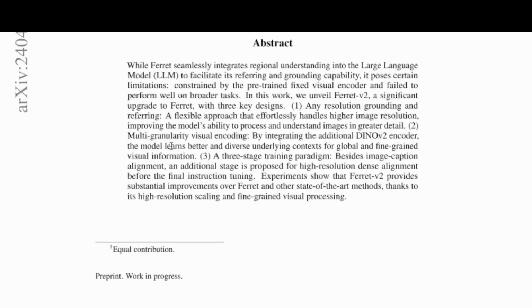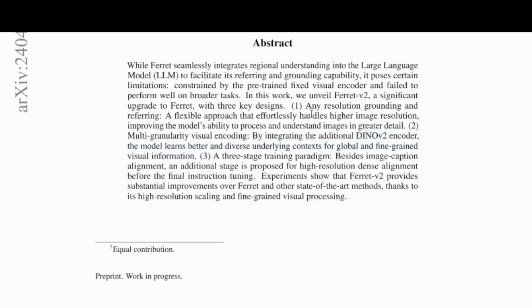The second thing is multi-granularity visual encoding, integrating an additional DINOv2 encoder so the model learns better and more diverse underlying context for global and fine-grained visual information. This is very informative, important. So previous Ferret was working based on CLIP, and CLIP is trained based on image and text description, and because of that CLIP cannot work with patches. But DINOv2, in the paper they specifically mention that they have trained DINOv2 on patches too, so DINOv2 has a better understanding of patching.